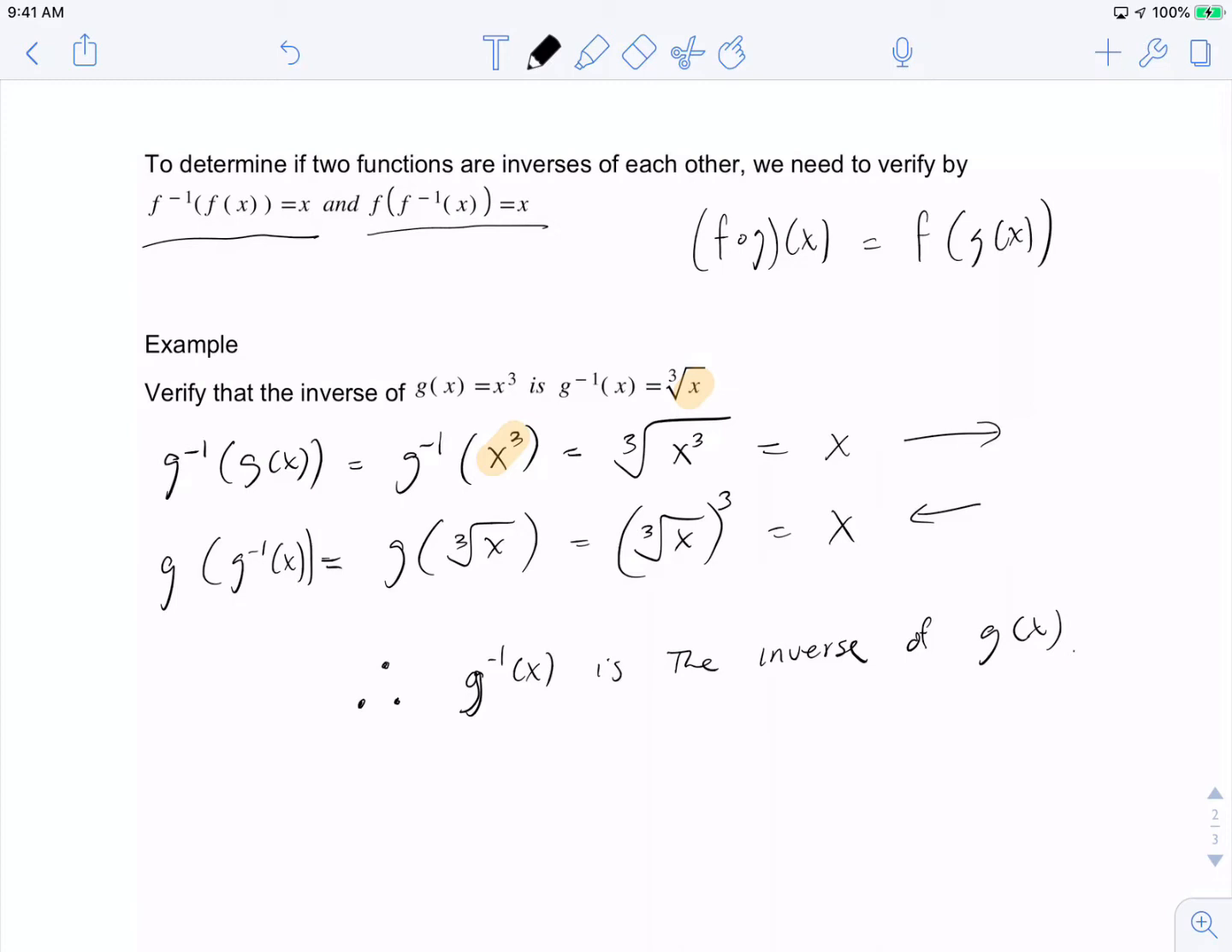So when you're doing these problems, you're going to have to show it both ways. The inverse plugging into the original function, and then the original function being plugged into the inverse, and the results must be that they both end up equaling x. If they don't equal x, then they're not inverses of each other. Okay.